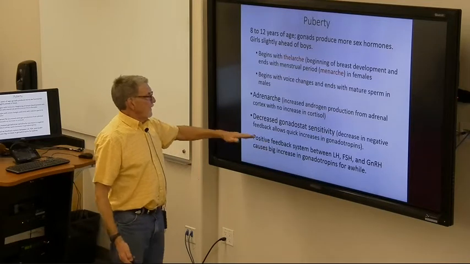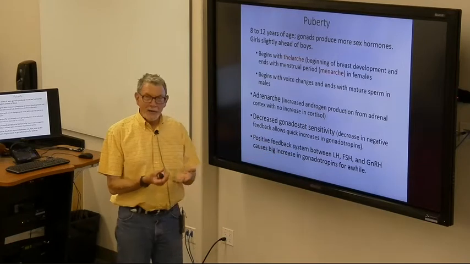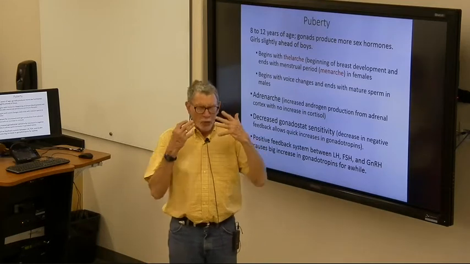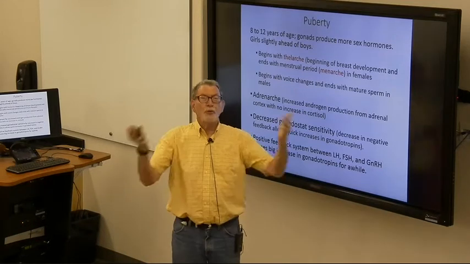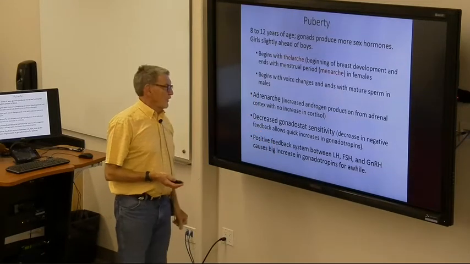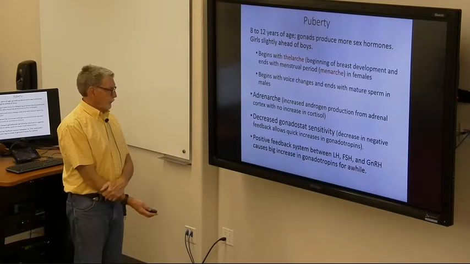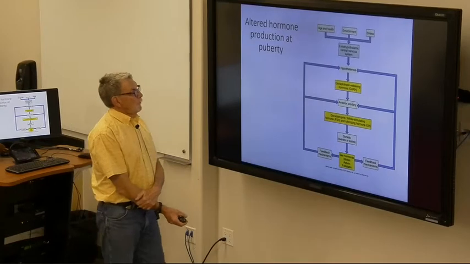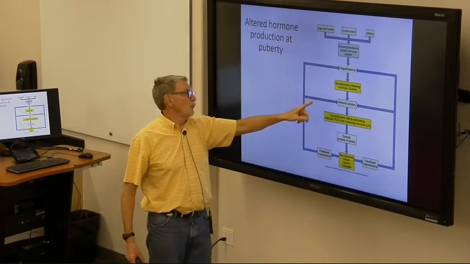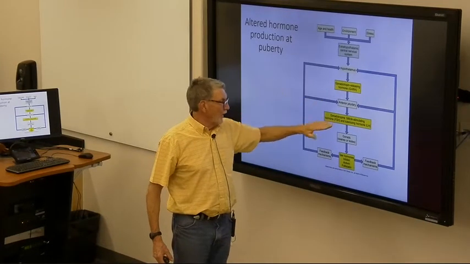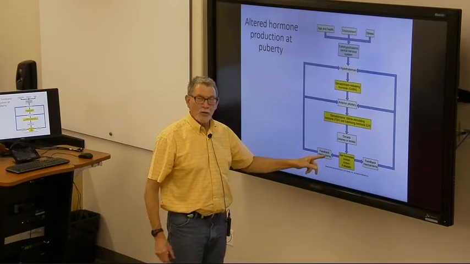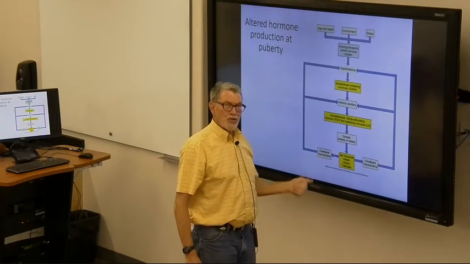Gonadostat sensitivity cuts back on the negative feedback for LH and FSH, and actually for a short time there's a positive feedback where the more you make, the more it causes you to make, so that you can push the maturation of the ovaries and testes. So, there is an increase in hypothalamic output of gonadotropin-releasing hormone, causing the anterior pituitary to produce more LH and FSH, or gonadotropins. The ovaries and testes start increasing their output of estrogens and testosterone.